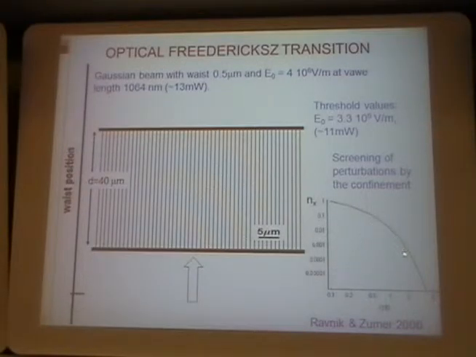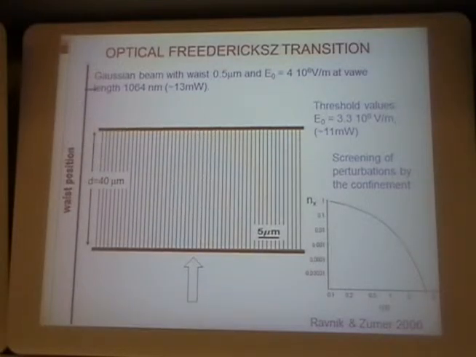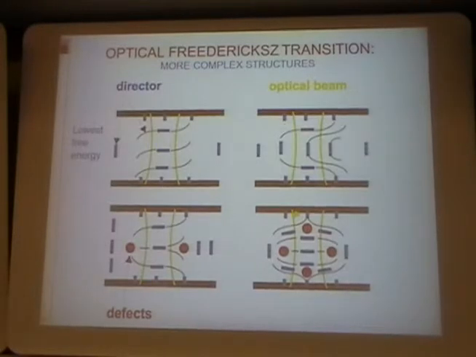And that's a kind of exponential decay. We talk about the screening of perturbation of the order by this confinement. If you would do this Fréedericksz transition in bulk, then things would spread further. But because of these constraints on two surfaces, they are more concentrated.